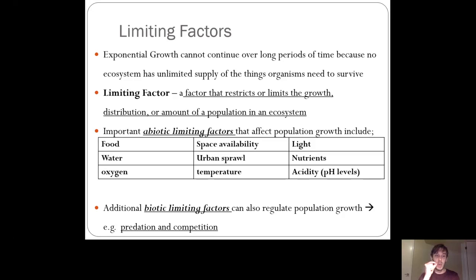The big biotic limiting factors are predation and competition. In other words, things that want to eat you, okay, and things that want to eat the same things you want to eat or use the same resources you want to use.